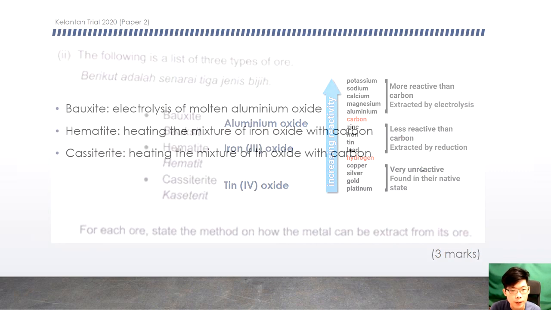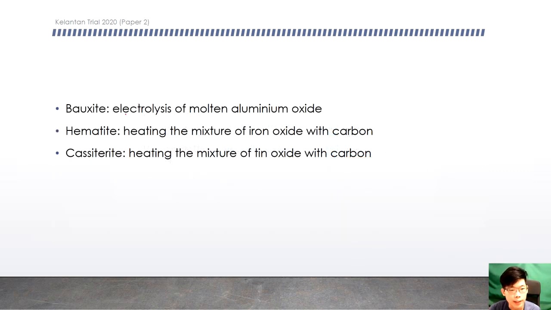Okay, so bauxite, just now, electrolysis of molten aluminium oxide. Then hematite, heating the mixture of iron oxide with the carbon. Then cassiterite, heating the mixture of tin oxide and the carbon.